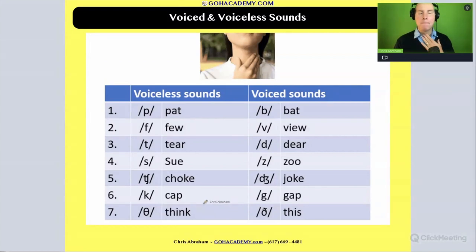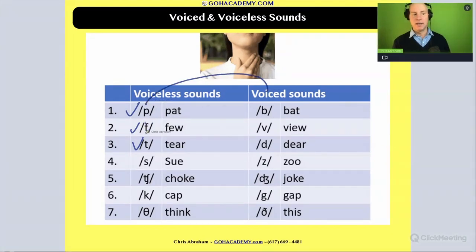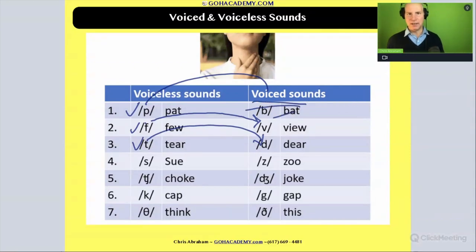So you're like, we got, right? No voice. Okay, now we're going to add in the voice. The P becomes a B, and the F becomes a V, and the T becomes a D, T, D. Notice that the positioning of everything in the mouth, throat, and tongue is the exact same. The only thing that we're adding to it is the vocal cords that makes it voice, that vibration.